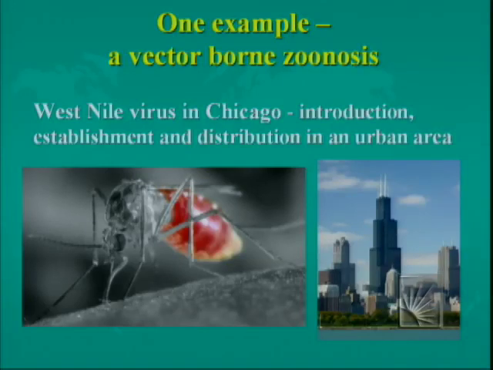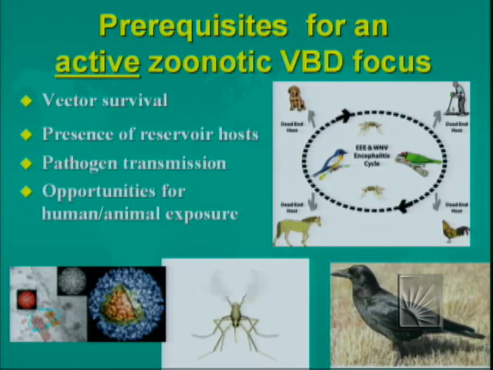So I'll talk about one example, and that is our work on West Nile virus in Chicago, an urban ecology study of the establishment and distribution of the virus and how it relates to the mosquitoes and the birds.